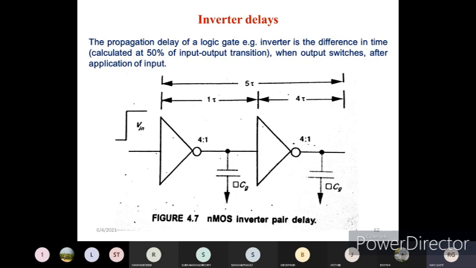So if you sum all the delays which have been encountered in the MOS transistors, then you will get the total propagation delay which has been experienced by the signal during the propagation over the MOS transistors. Okay, so that you need to understand.